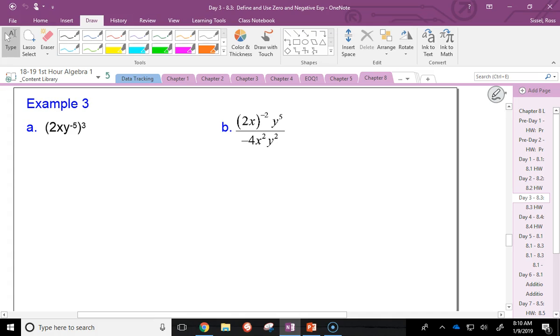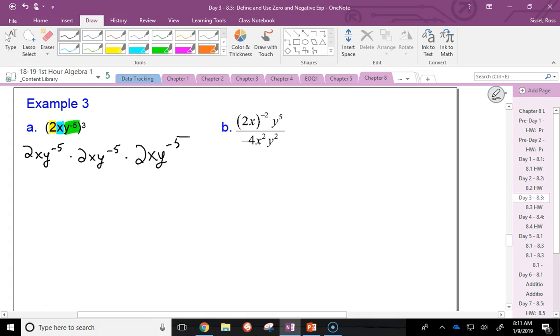All right, so what this means is if I look at this, I really have 2 times x times y to the negative 5th. That was my problem. 2 times x times y to the negative 5th. And then I'm cubing that, which means I would have 2xy^-5 times 2xy^-5 times 2xy^-5.